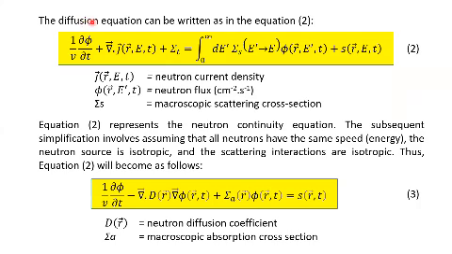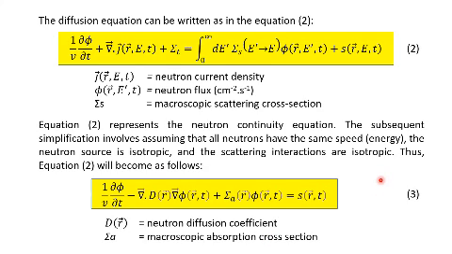The diffusion equation is obtained by integrating each term in the transport equation over the solid angle. The diffusion equation can be written in equation 2. You can see equation 2 represents the neutron continuity equation. The subsequent simplification involves assuming that all neutrons have the same speed or same energy, the neutron source is isotropic, and the scattering interactions are isotropic. Thus, equation 2 will become equation 3, with D the neutron diffusion coefficient and sigma A the macroscopic absorption cross-section.